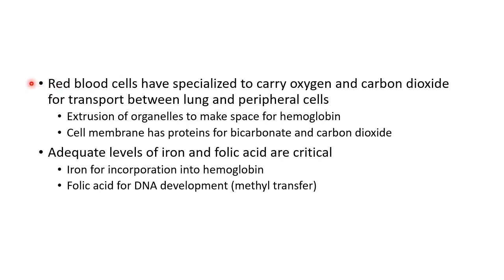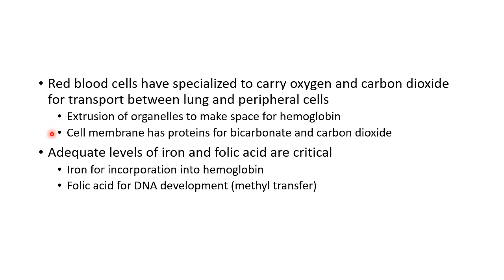Red blood cells have specialized to carry oxygen and carbon dioxide for transport between the lung and the peripheral cells. So how did they specialize to carry more oxygen? They have extruded, they have thrown away their own organelles, including the nucleus, to make space for hemoglobin so that all of the volume of the red blood cell is filled by hemoglobin.